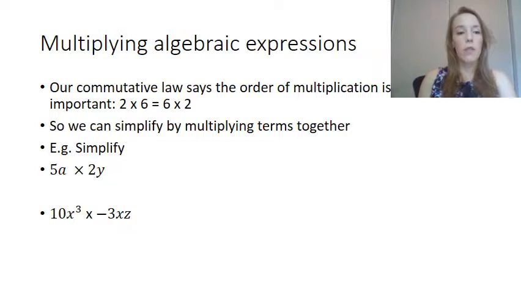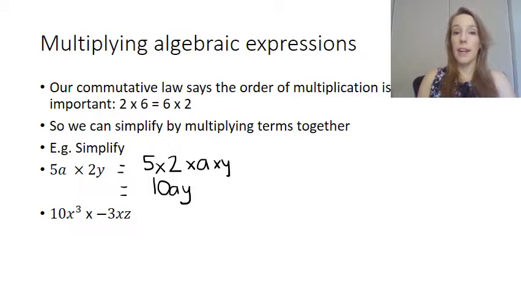So for instance, we've got 5a multiplied by 2y here. So we can just do that. The first thing I would do is rewrite this and put our numbers up the front. So 5 times 2 times a times y. And from there we can solve it. So 5 times 2 is 10ay. And that will be our answer there.